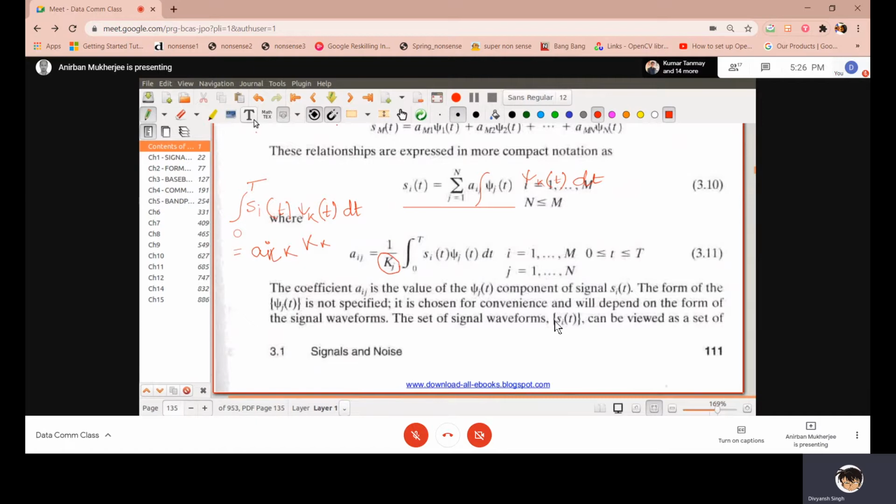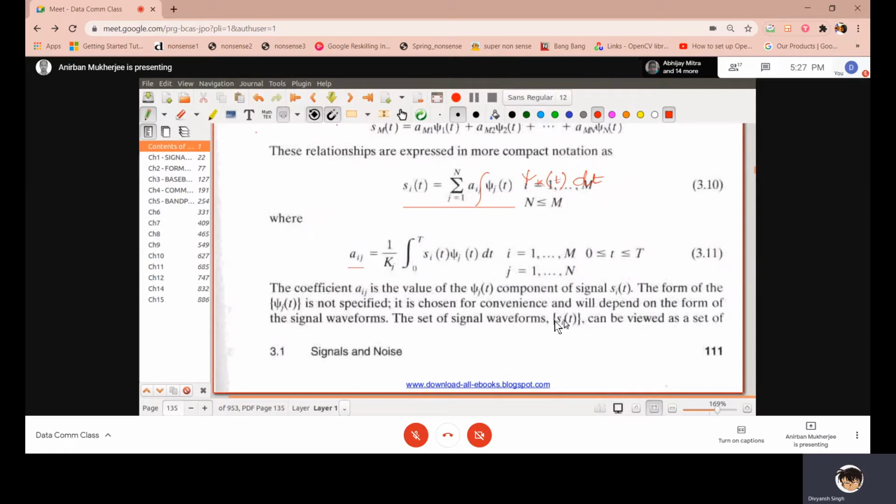That means what is my Aij? Now you see, so I am just removing this one. If you play a little bit with this now, you will get it. Now the coefficient, what is the Aij? It is some sort of a psi jt component of the signal Sij. That means because this is that signal Sij along the psi jt, that component basically.